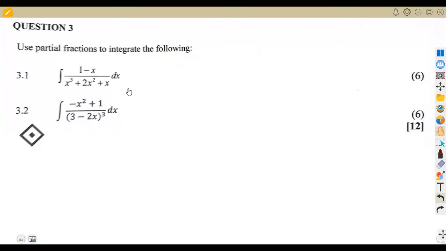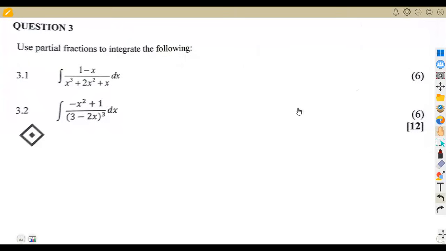We are still on our N6, one of the most important topics, integration. And now it is on partial fractions. This is the August 2023 exam that we are going to focus on. Use partial fractions to integrate the following.